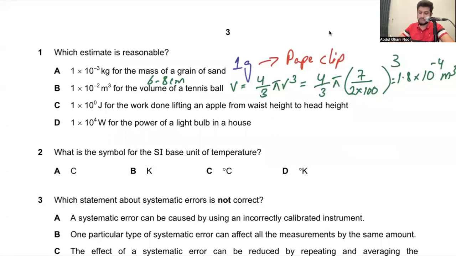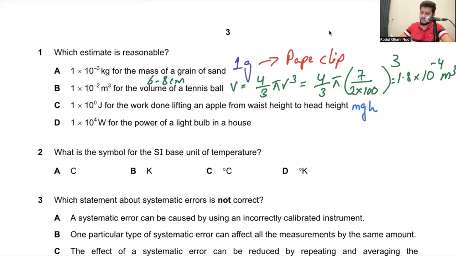C says 1 into 10 to the power 0, which is actually 1 joule of work done lifting an apple from waist height to head height. So waist height to head height would approximately be around 1 meter or less, depending on how tall you are. But take any value as a reasonable estimate. And what is the mass of an apple? I believe the mass of an apple would be around 200 grams.